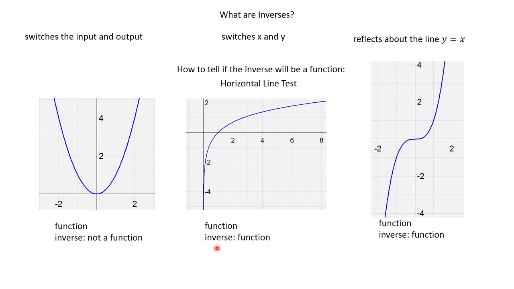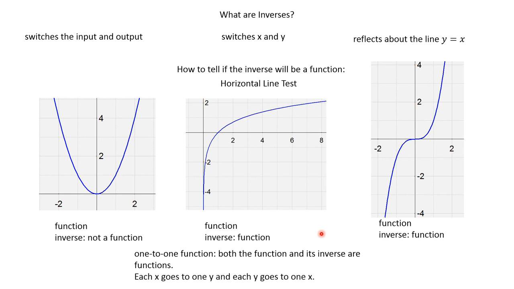Now a vocab word, if we have both, it is a function and its inverse is a function, it's called a one-to-one function, which just means that both the function and its inverse are in fact functions. It also means that each x value goes to exactly one y value, which means it's a function, and each y value has exactly one x value associated to it. That means the inverse is a function.